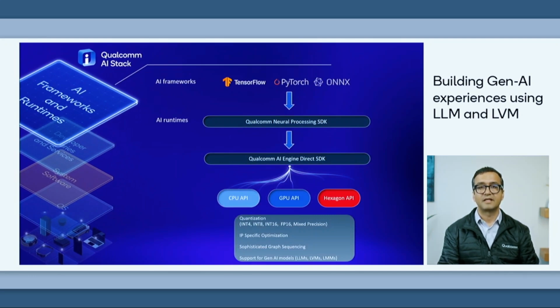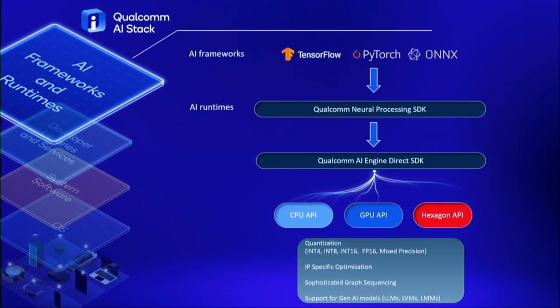Qualcomm's Neural Processing SDK and AI Engine Direct SDK are for advanced developers. It enables you to develop AI models that can run across different Snapdragon platforms like mobile, automotive, IoT, compute, XR/VR, and many more. This SDK supports executing models on NPU, CPU, and GPU.